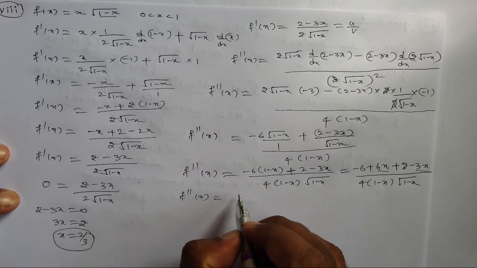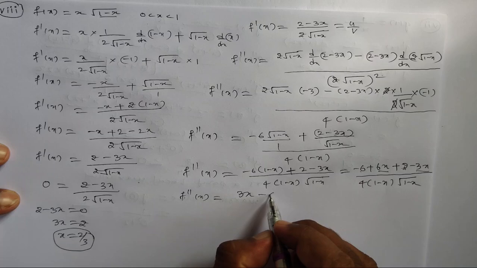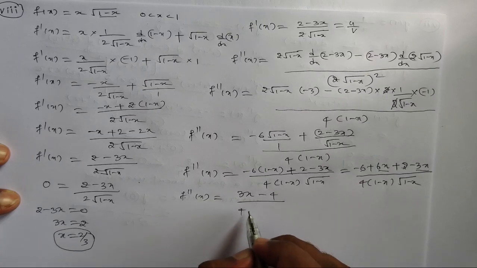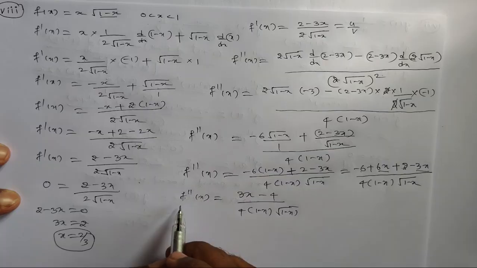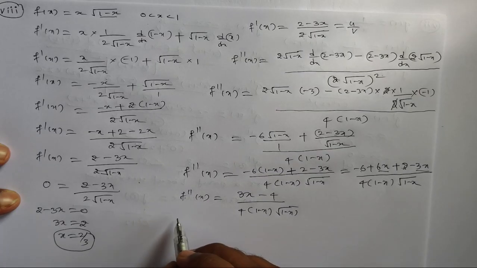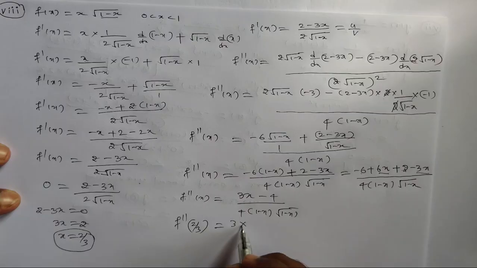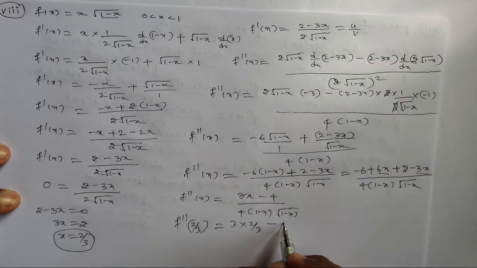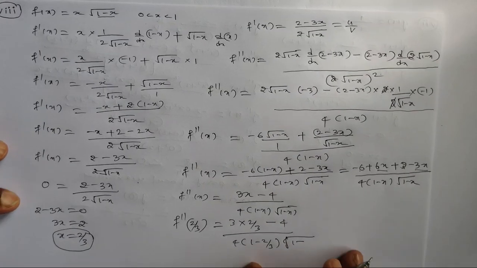Okay, 3x minus 6 plus 2 becomes what? Minus 4 divided by 4 into 1 minus x root 1 minus x. So I'll substitute x by 2 by 3, that becomes f double dash of 2 by 3 equal to 3 into 2 by 3 minus 4 divided by 4 into 1 minus 2 by 3, and again root 1 minus 2 by 3.